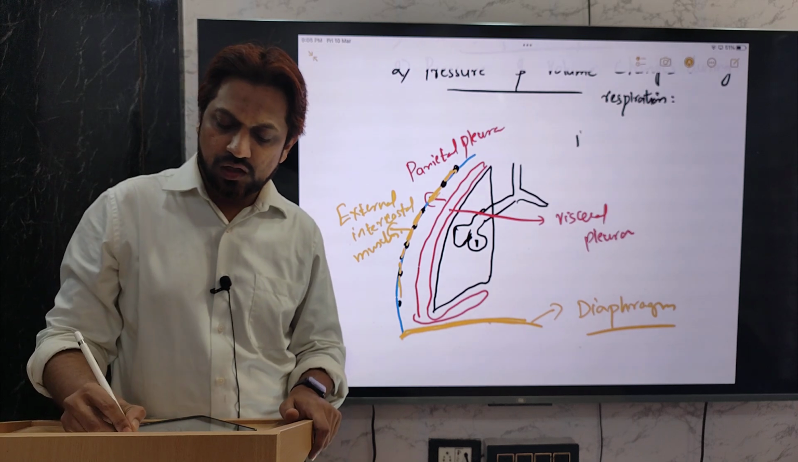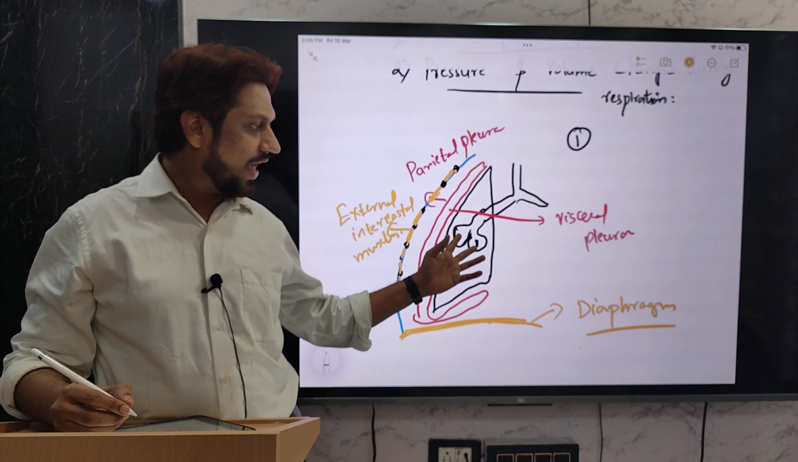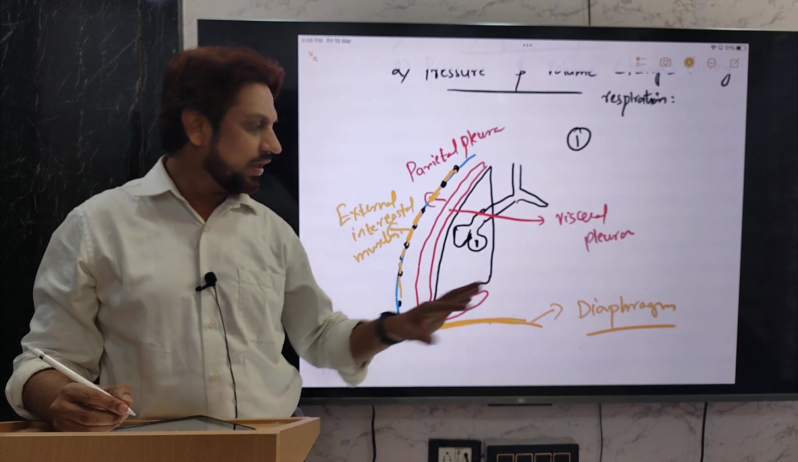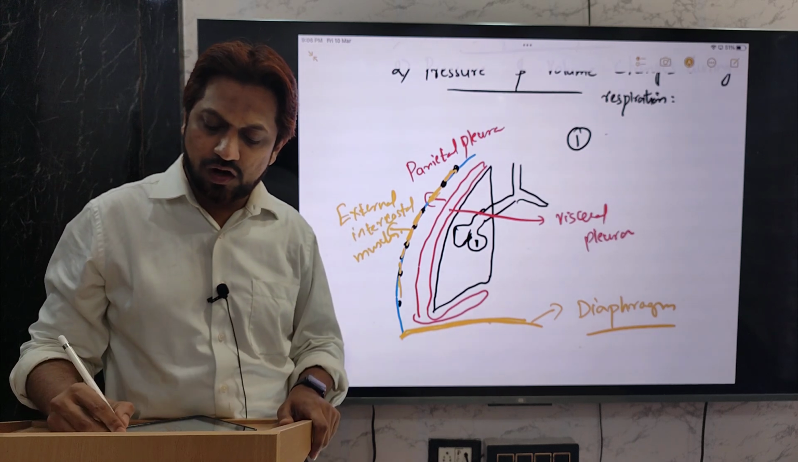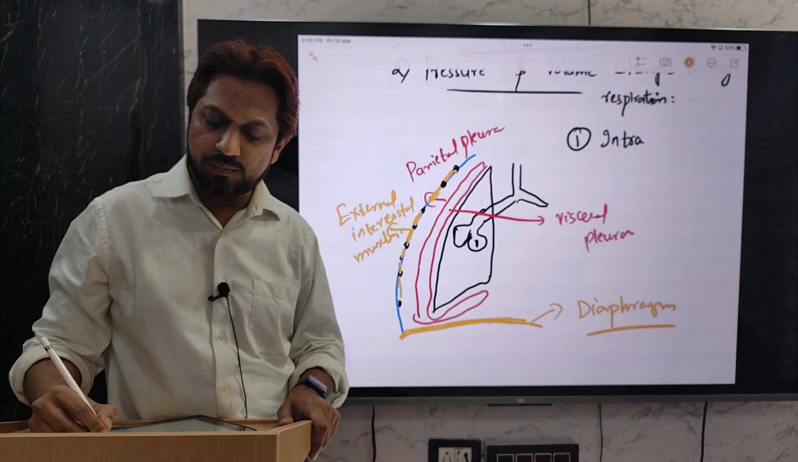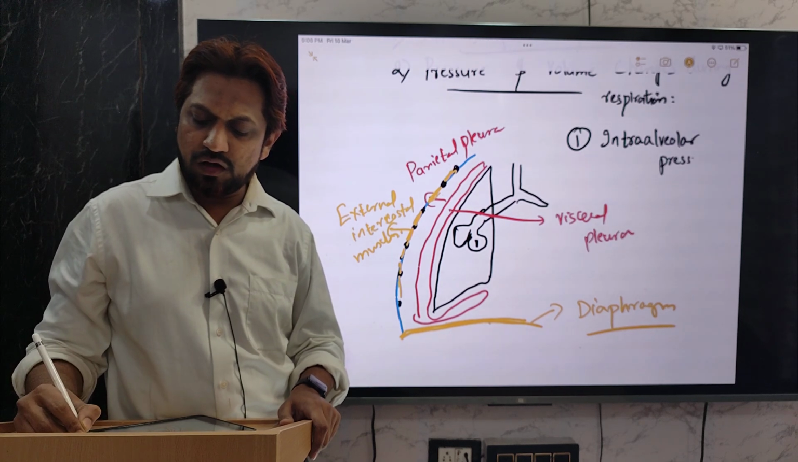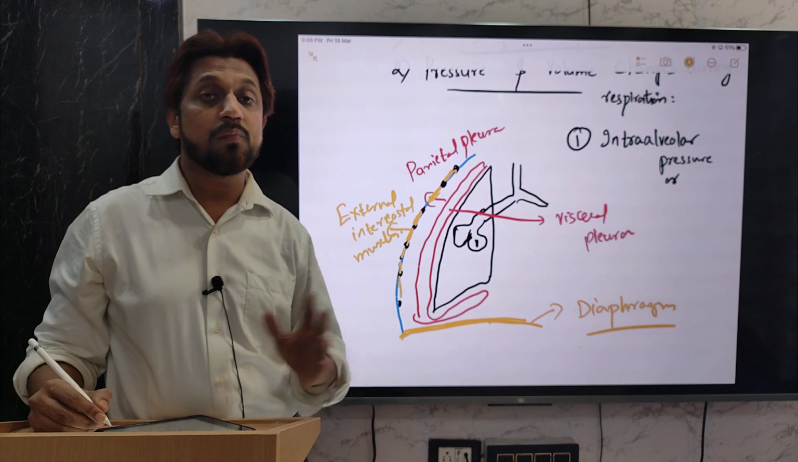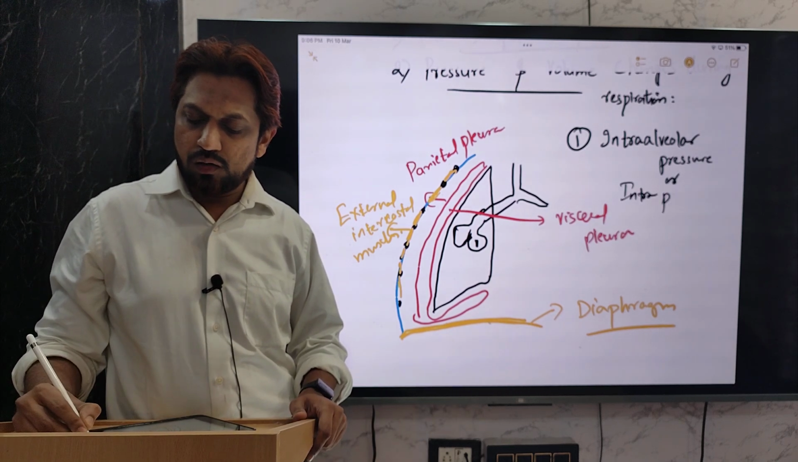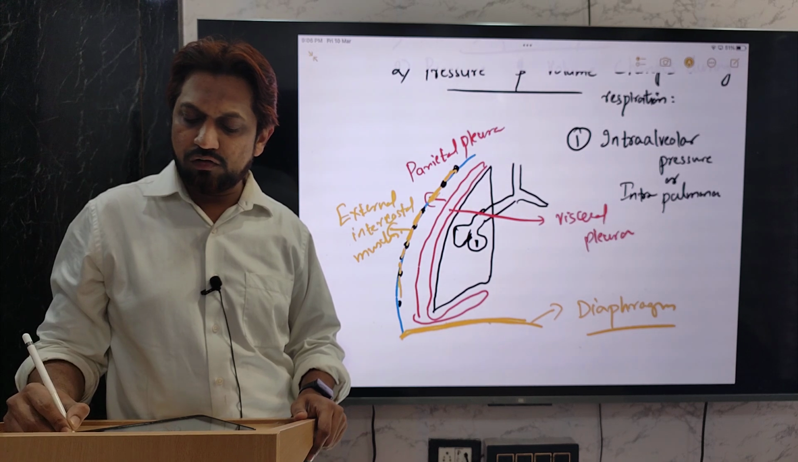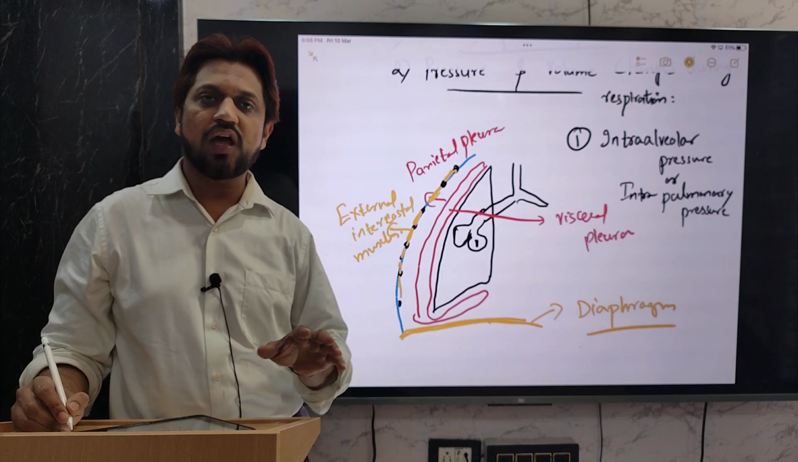The air will be there in the alveolar tissues, this alveolar sac. The pressure exerted by that air, the pressure which is present inside the alveoli, is called intraalveolar pressure. It is simply also known as intrapulmonary pressure or just the pulmonary pressure. So both are the same. What is this intraalveolar or intrapulmonary pressure? It is the pressure which is present in the alveoli.